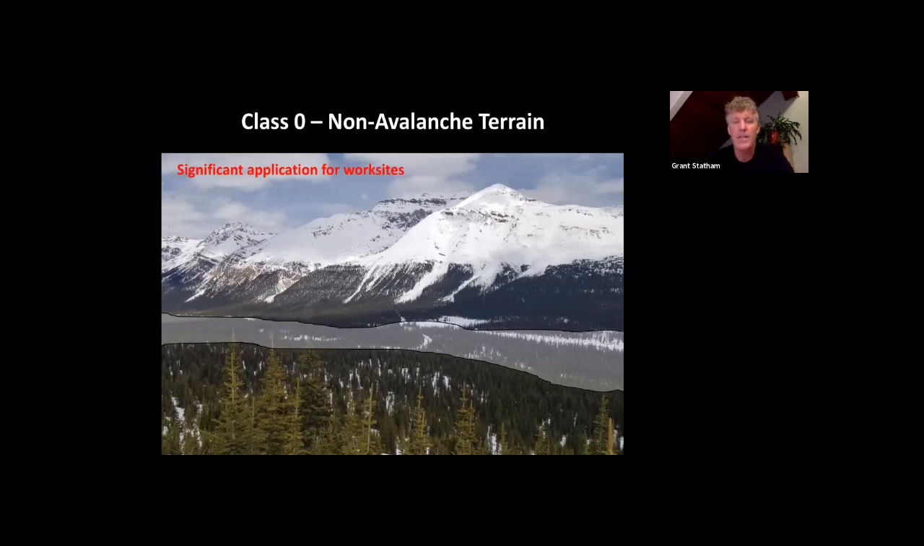A lot of the workplace safety policies say things like if you're going to travel in complex avalanche terrain, you have to have a certain kind of training. When you travel in simple terrain, you have to have less training. And of course, there's lots of people who work in the mountains who don't have any avalanche training, and they don't want anything to do with avalanches. So we think Class 0 will be important for that application as well.